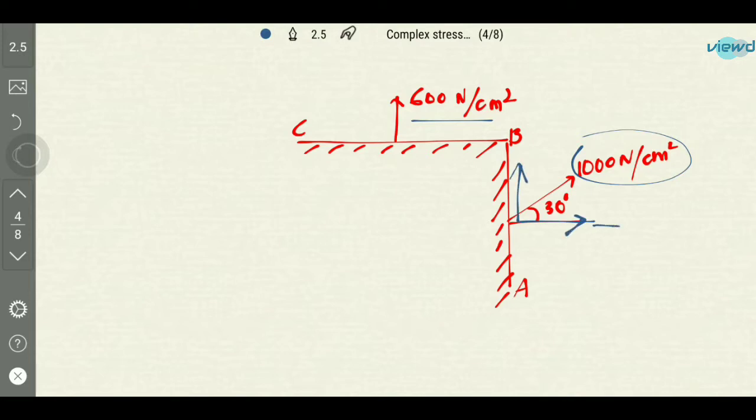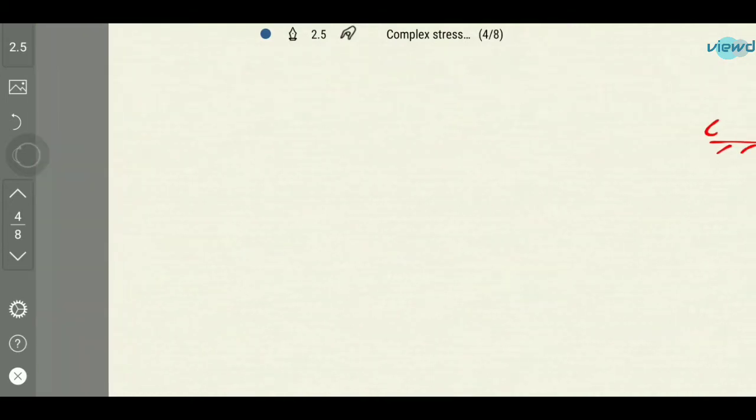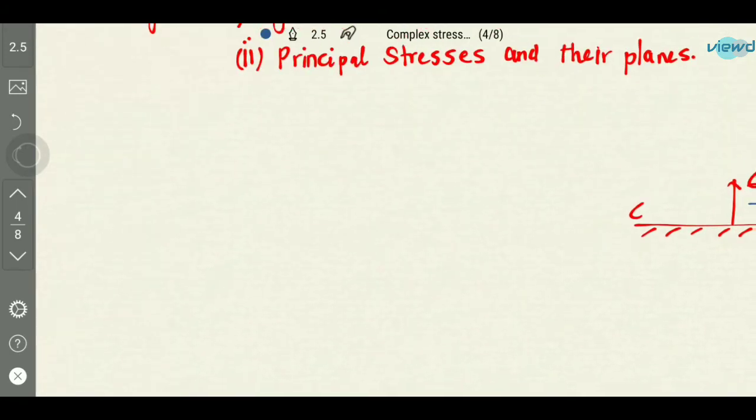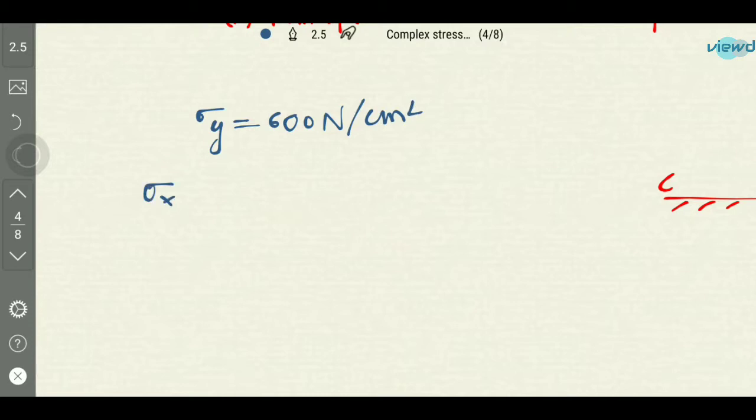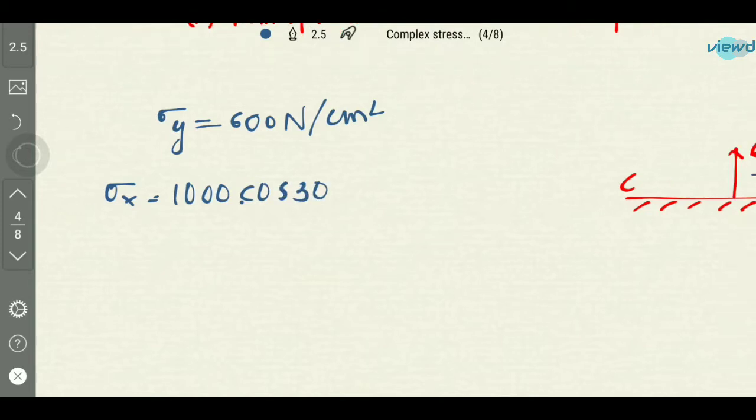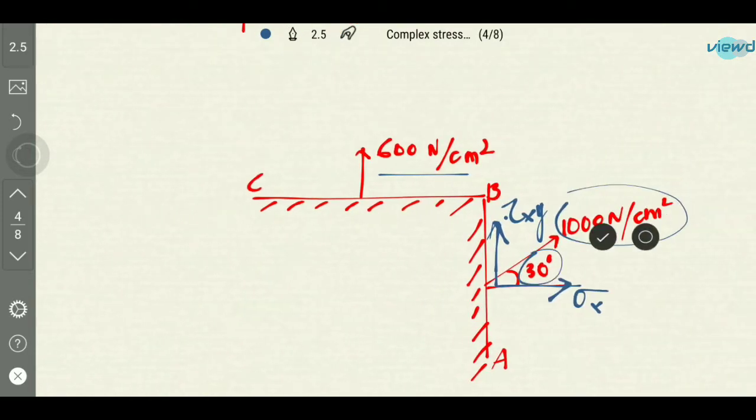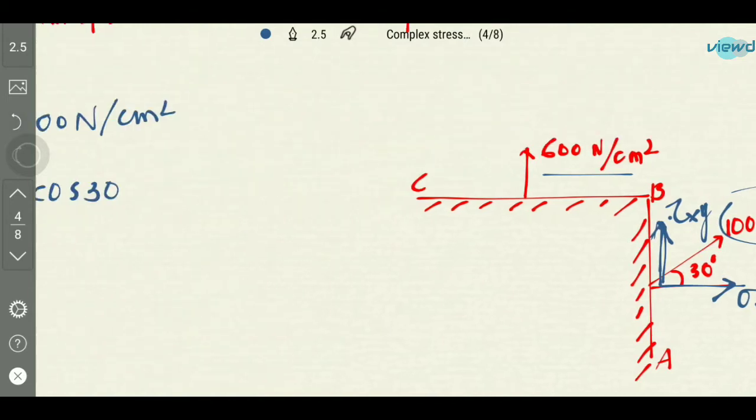So this becomes sigma x, and this is acting like shear, so it will be tau xy. In order to resolve it, the first force which we are given directly is sigma y, which is 600 Newton per centimeter square, and sigma x will be 1000 cos 30, because it is the adjacent side and the angle given is 30 degrees. So 1000 cos 30, and this will be 1000 sin 30.